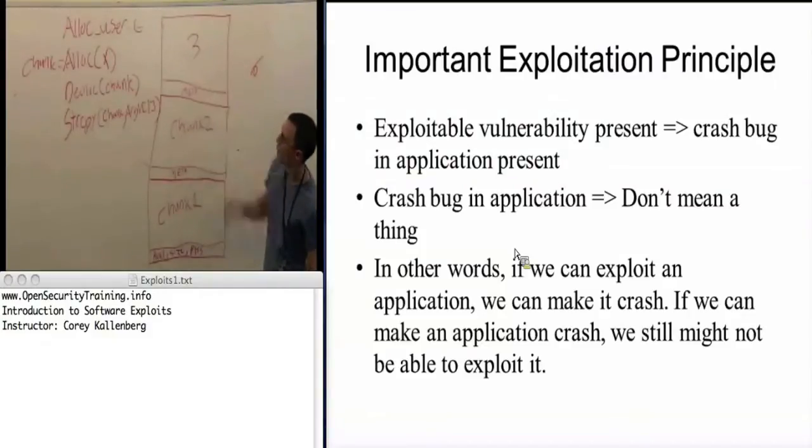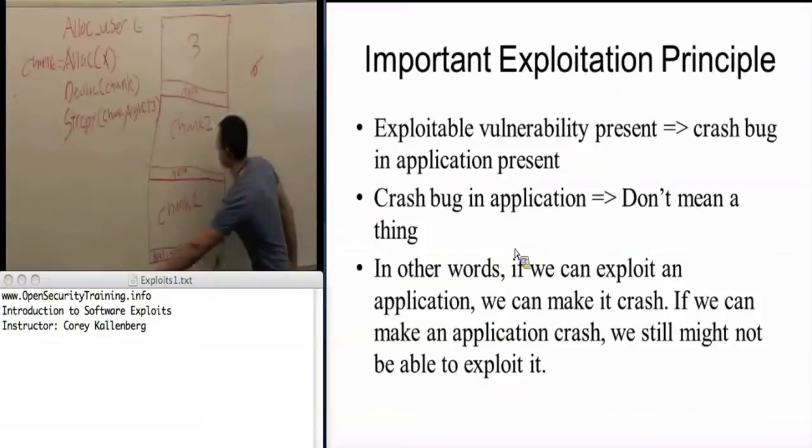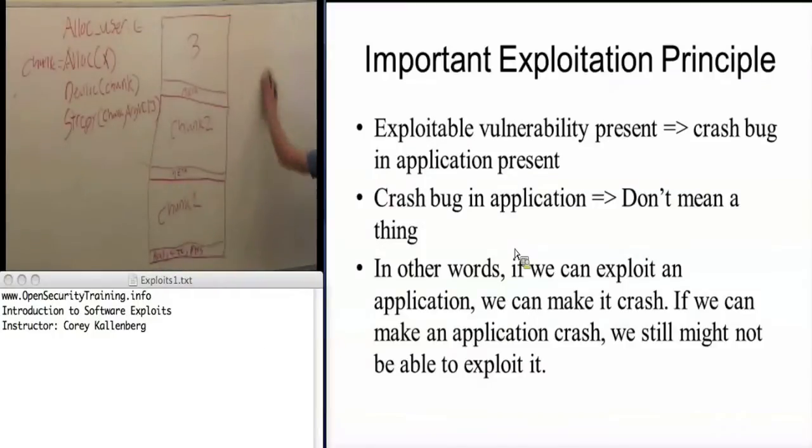Okay, so here's a question for you guys. Let's assume alloc user did something like this. So we have, I'll just say C1 for chunk one equals alloc, C2 equals alloc. All right, so this is what my heap is looking like based on the source code here. This is what would be happening to the heap. C3 equals alloc.